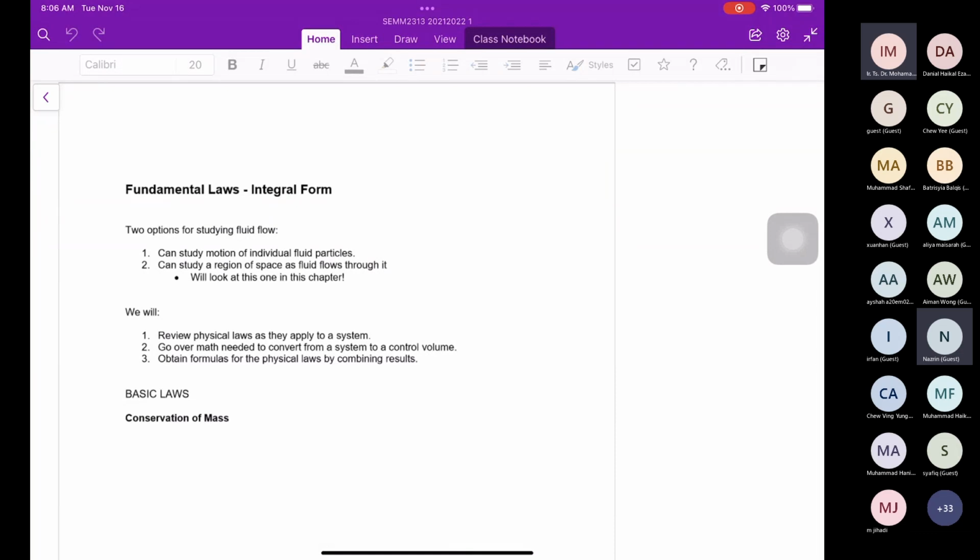So today's lecture we're going to understand the fundamental laws that relate to the integral form. So what is integral? You can see the integral is where we convert from differentiation to the integral form. All right. After that, you will understand why we need the integral form. So there are two options of studying the fluid flow. The first, we can study the motion of individual particles.